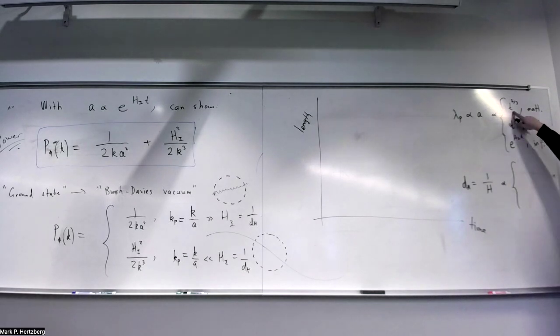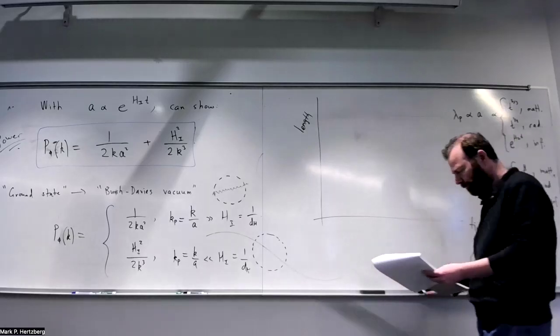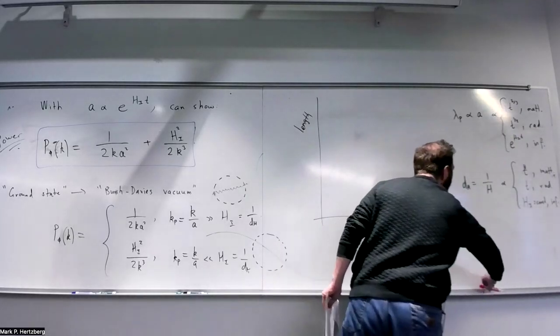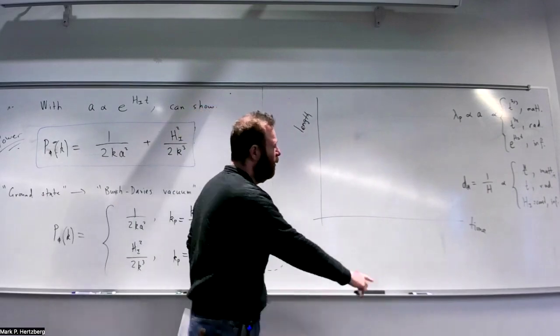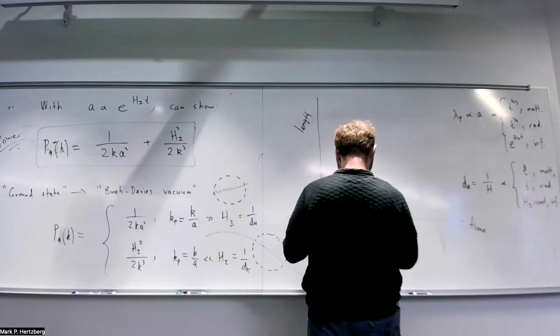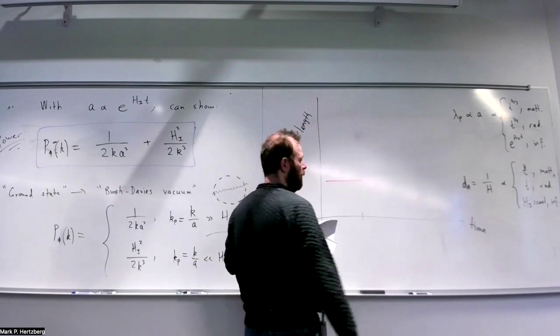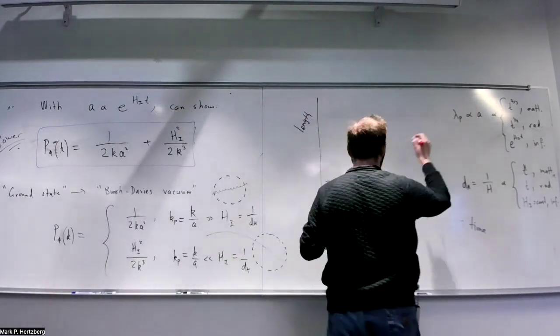Remember, the Hubble parameter in these eras would be 2 over 3t, so essentially 1 over t. Oh sorry, you flip that, so the Hubble length is t in the matter era, approximately t in the radiation era, but it's a constant, 1 over H_I, in the inflationary era. So if I draw the Hubble length, first we have inflation, and it's a constant. And then it basically grows linearly in time, roughly.